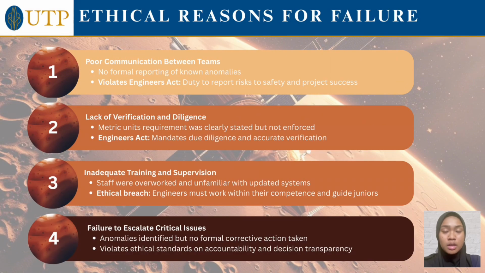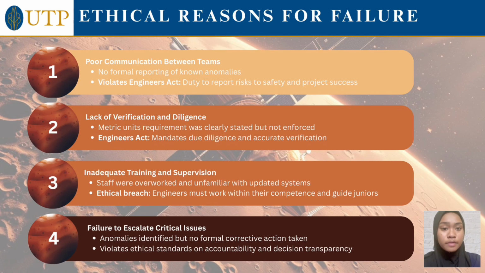Assalamualaikum, I am Christina and I'll be explaining the ethical reasons behind the failure of the Mars Climate Orbiter. One of the most critical issues was the lack of proper communication between NASA and Lockheed Martin. Engineers noticed trajectory anomalies but failed to escalate them formally. This directly violates the Engineers Act, which requires engineers to report any risk to public safety or project success.